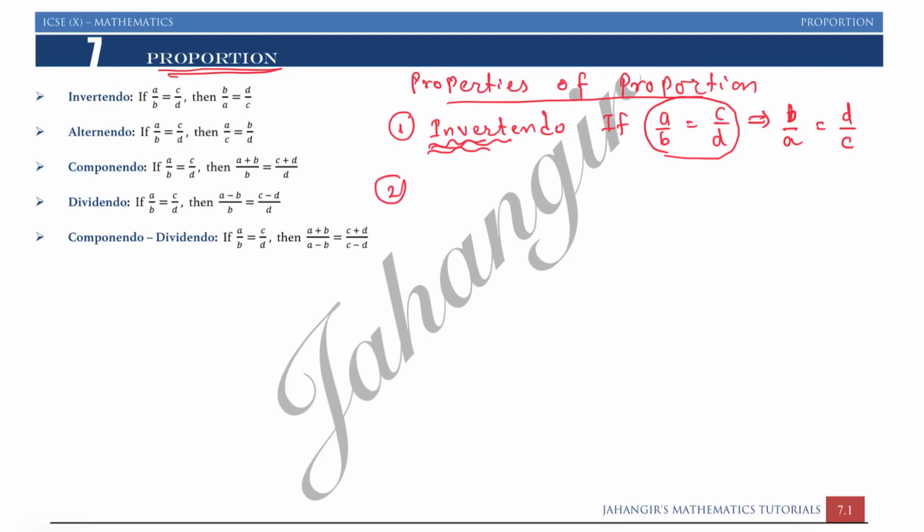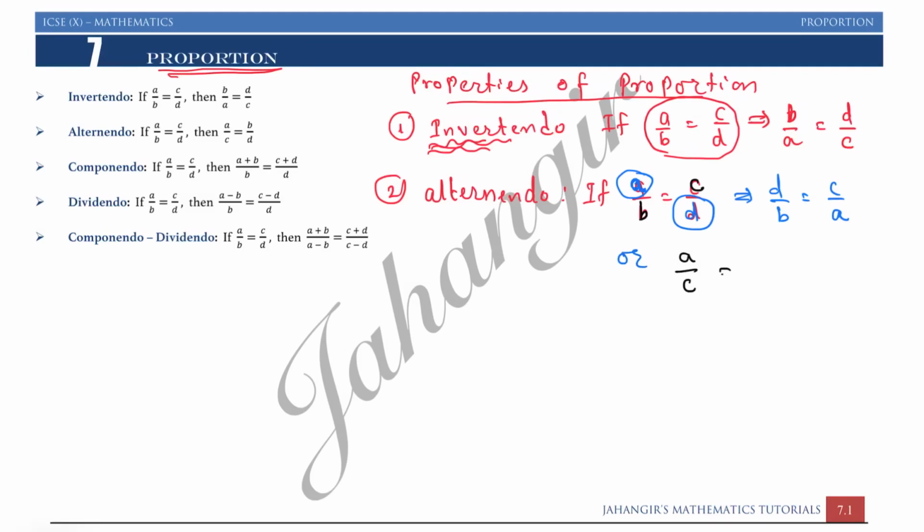Second is alternando. In alternando, if we have A by B is equal to C by D, then in alternando we can alter the terms. Alter the terms means we can change these two position. A and D ka position we can change. We can write D by B is equal to C by A, or we can change these two position also. B and C ka position also we can change. So then at that time A will remain as it is.